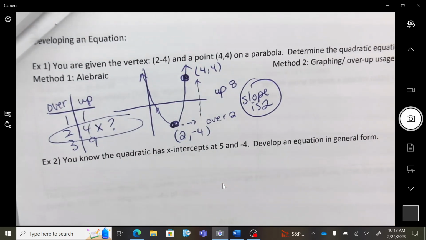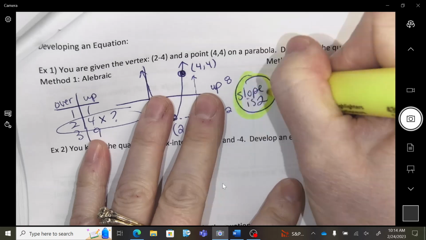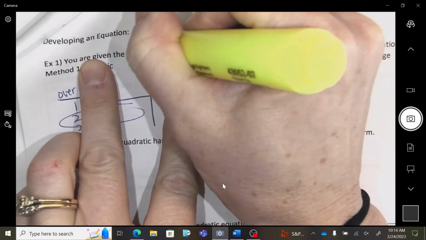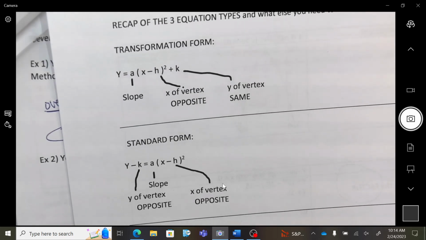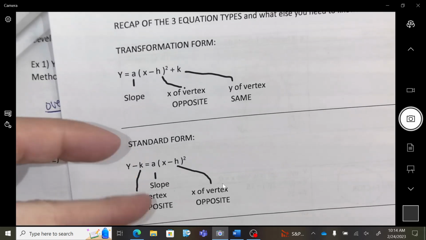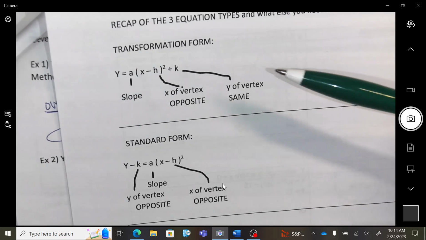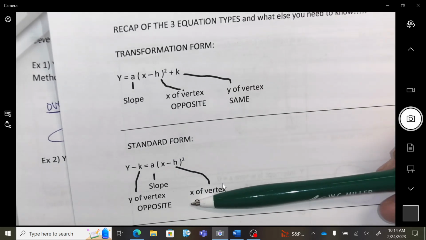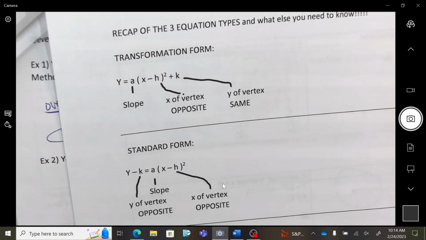Okay, now we're going to make the equation. We know everything we need to know. The slope is 2. The vertex, we need to develop an equation. You need to pick either transformation or standard. You're going to plug in h, k, and the a. Your x's and y's need to be left open. Okay? Does it matter which one we want to pick? I don't care. I'm going to do both of them, and you pick which one you want to do.